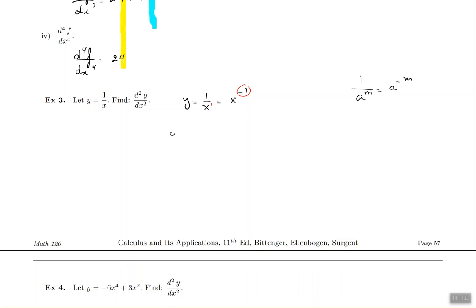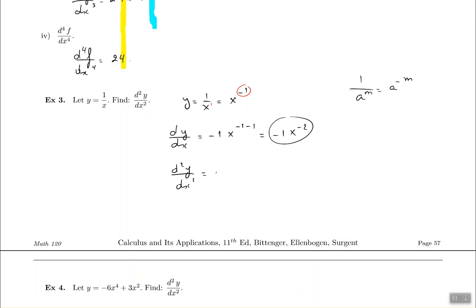In any case, now we want dy dx, so this is the first derivative, and again, I'm looking at this expression to find the derivative. So bring the negative 1 down and then subtract 1 from the power. It's already negative 1, take away 1 again. So that becomes negative 1 x to the power of negative 2, and that's my solution. That's the end.